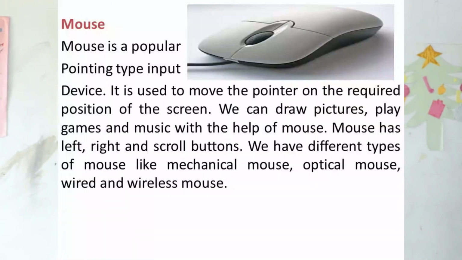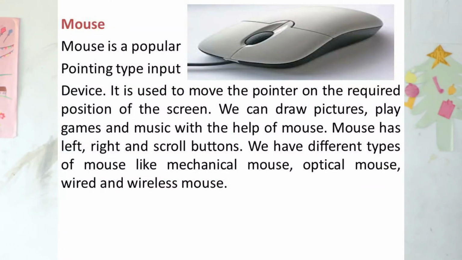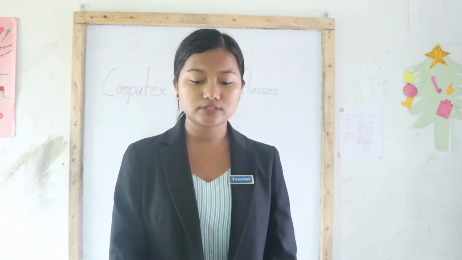And second one is mouse. Mouse is a popular pointing type input device. It is used to move the pointer on the required position of the screen. We can draw pictures, play games and music with the help of mouse. Mouse has left, right and scroll buttons. We have different types of mouse like mechanical mouse, optical mouse, wired and wireless mouse.